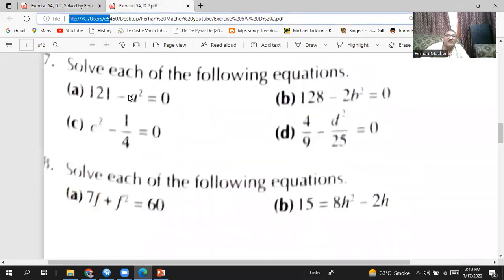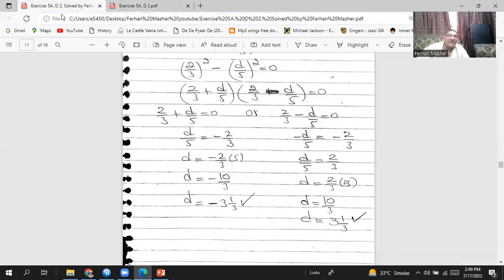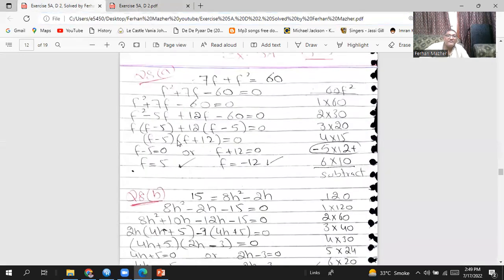So my dear students, we are done with question number 7, and then we have question number 8. It says 7s plus f square equals to 60. Let's try this question number 8 also.